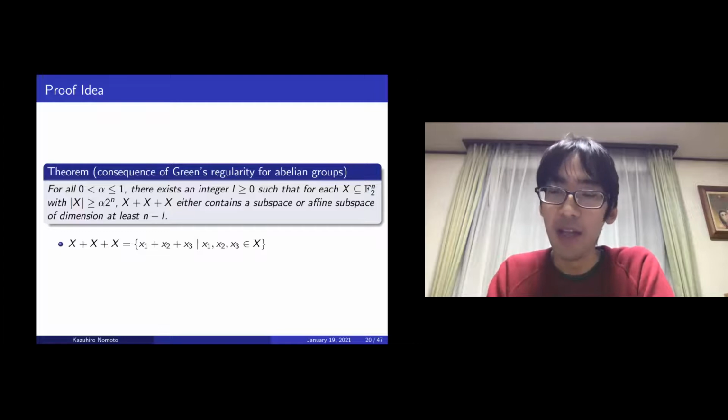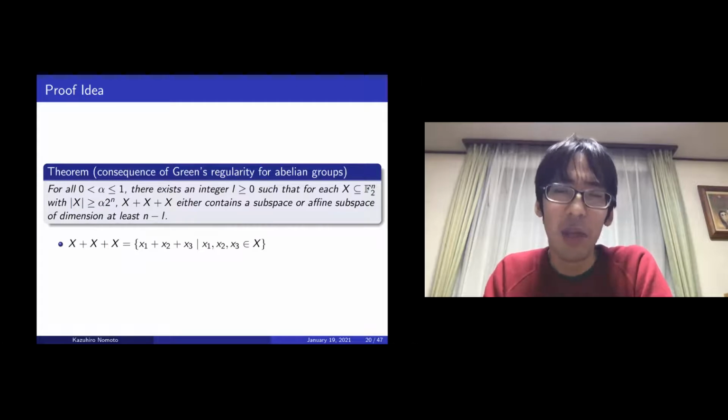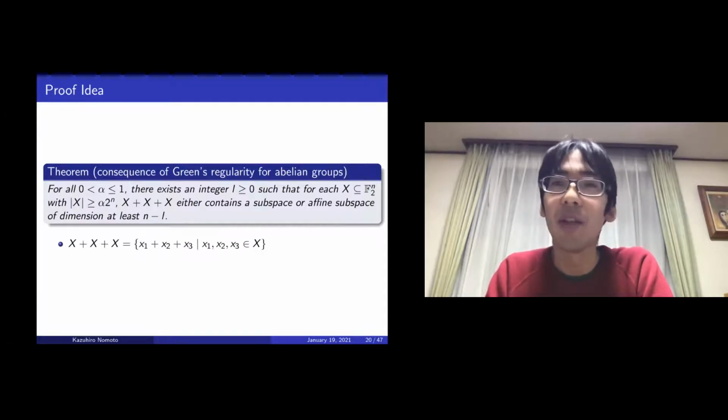So the theorem is saying that if you give me a dense set X, so that's the first condition, your set has to be dense, then this set X plus X plus X, which consists of all the points that can be written as X1 plus X2 plus X3, where X1, X2, X3 are all coming from X, is a subset of F2 to the N. That's going to contain a large subspace or a large affine subspace. So an affine subspace is going to be a subspace minus a hyperplane. Right, so that's what this theorem is saying.